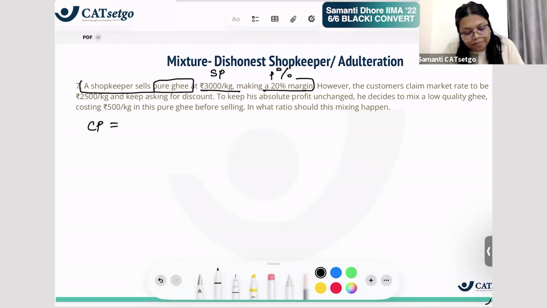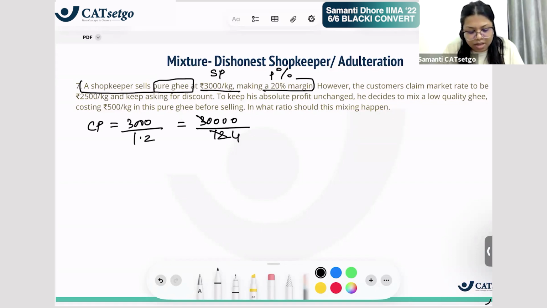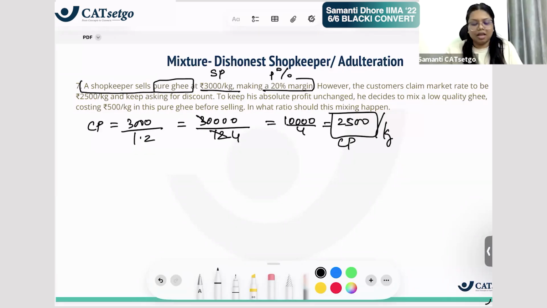So cost price is going to be selling price divided by 1.2, right? How to calculate this? A smarter way is to add a 0 and make this 12. This becomes 4, and we know how to do 10,000 by 4. It's 2,500. So we get that the cost price is 2,500 per kg. This is the cost price, right?